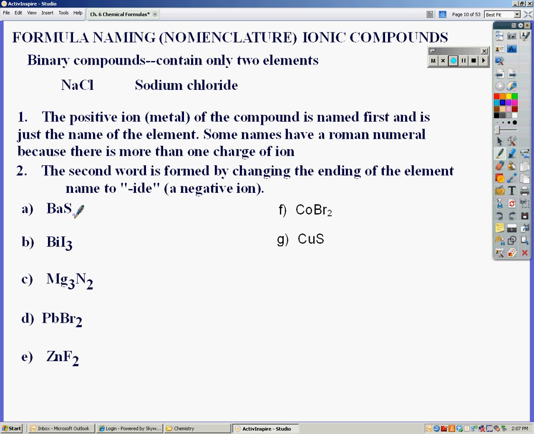However, the non-metal part does have its name changed. So S is not sulfur, but sulfide. And then you just put those 2 names together. So this one is barium sulfide.